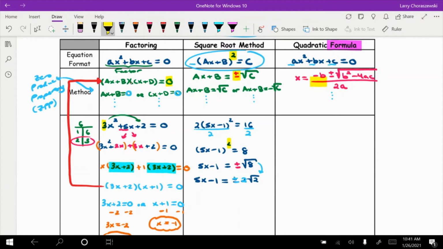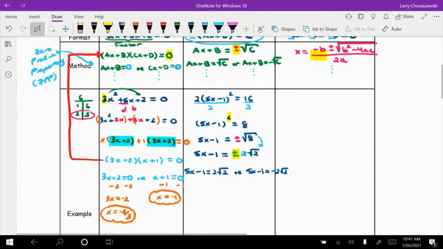So because there's this plus or minus symbol, we actually get two equations here. One equation uses the positive version of 2 radical 2. Let's write the word or. The other equation uses the negative version of 2 radical 2. You guys still with me?